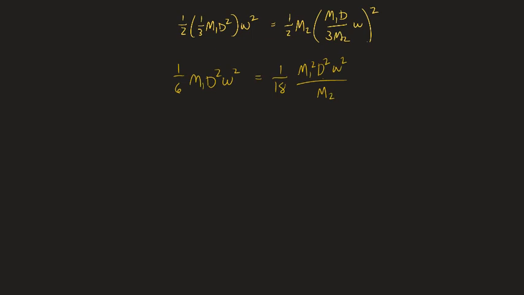I can get rid of the D squared and the D squared. I can get rid of the omega squared and the omega squared. I can get rid of one of the M1s. So this side, 1 over 18 M1 over M2, this side, 1/6. So 3.